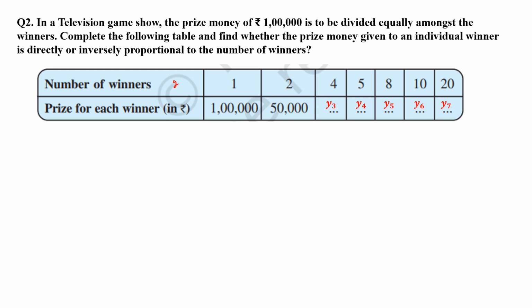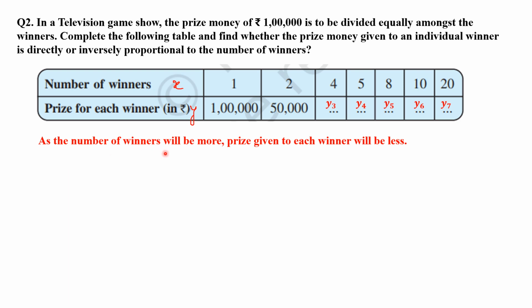If I'm assuming this as X and this as Y, you can see as X is increasing, Y is decreasing. Can you see here, when the number of winner was 1, it is 1 lakh. When it is 2, it is 50,000. But if you see the product of X and Y, 1 into 1 lakh is 1 lakh, 2 into 50,000 is 1 lakh. So here you can see the product of X and Y is constant. So I can say that as the number of winners will be more, prize given to each winner will be less. And as X increases, Y decreases. So it is in inverse proportion.